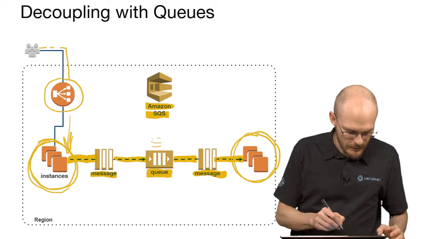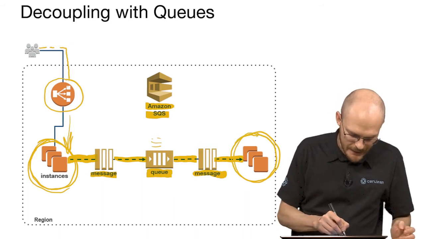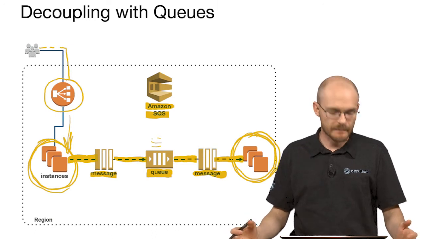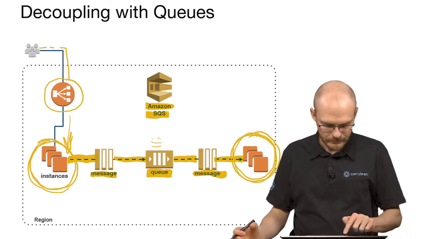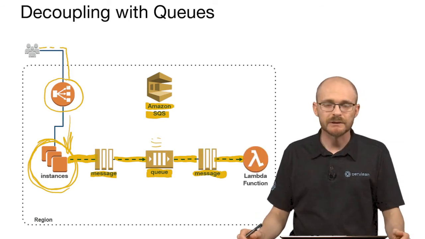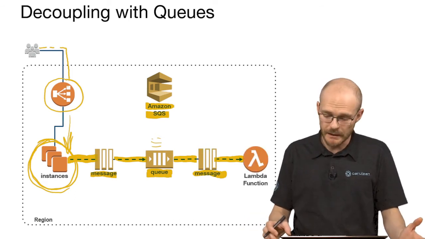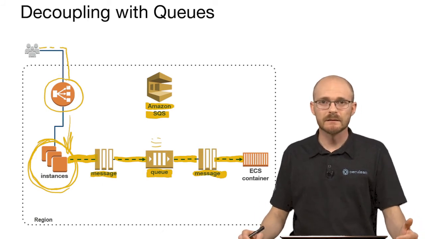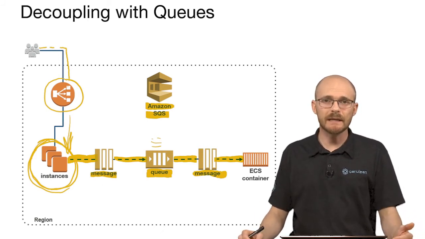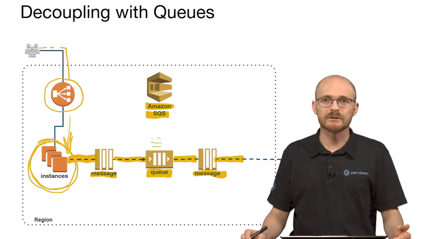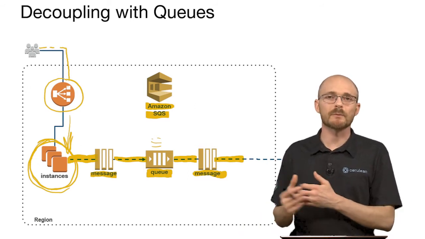Now, these back-end instances here could be anything. Doesn't have to be EC2. Those could be Lambda functions. They could be containers running within ECS or EKS. In fact, it doesn't even have to be anything on or within AWS. It could very well be servers, traditional servers running on premises.